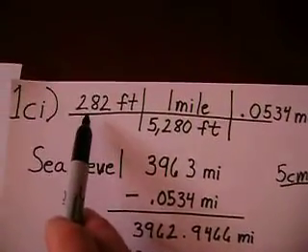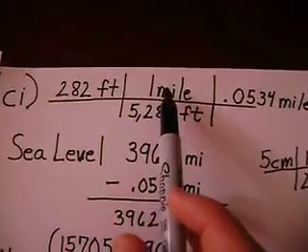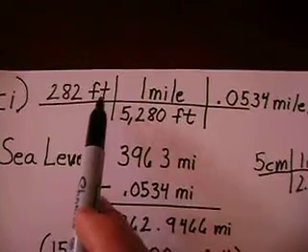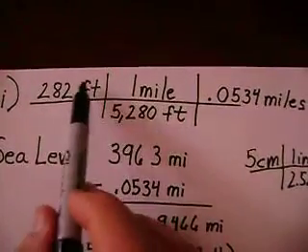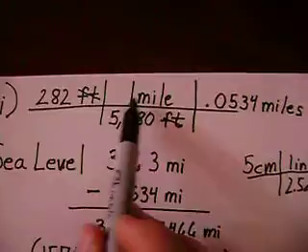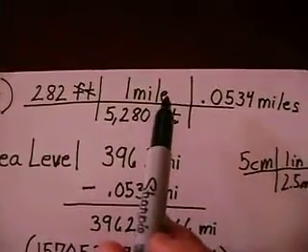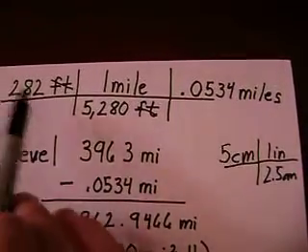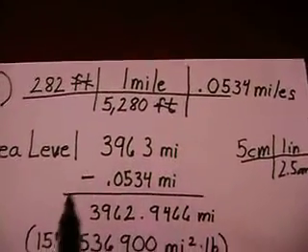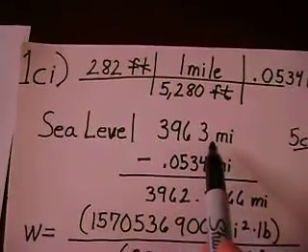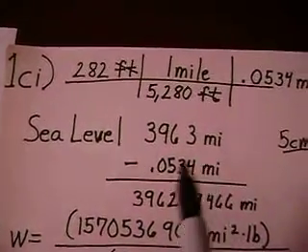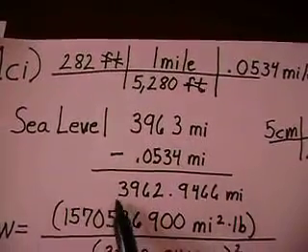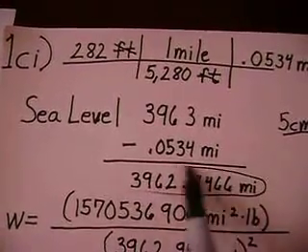So anyways, that's what I did right here. 282 feet. 1 mile is equal to 5,280 feet. So when you take 282 and divide it by 5,280, your feet units cancel. You times a mile, so you end up with miles as your unit, and that's your answer. 0.0534 miles is equal to 282 feet. They told us that sea level is this number, and we know that Death Valley is below that number, so we subtract this mile answer from here, and we end up with this number right here.